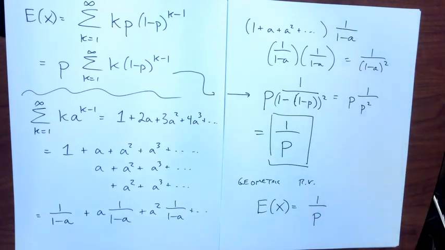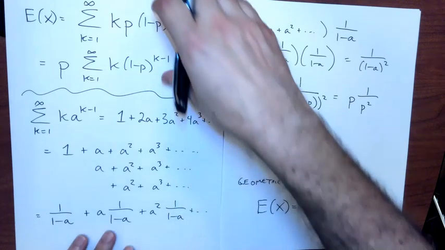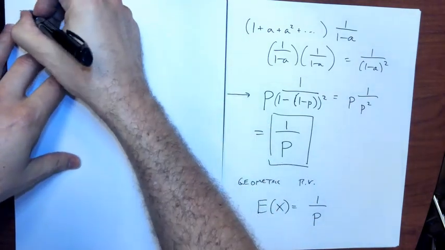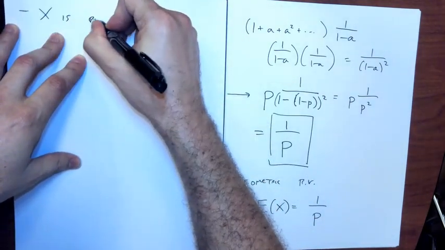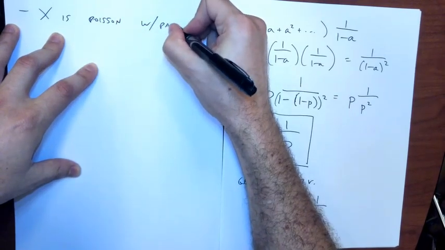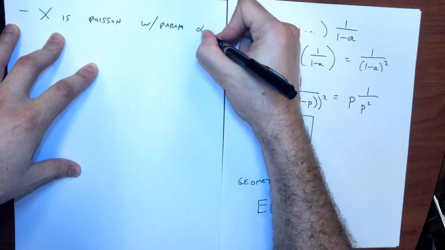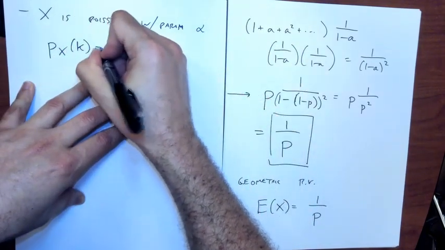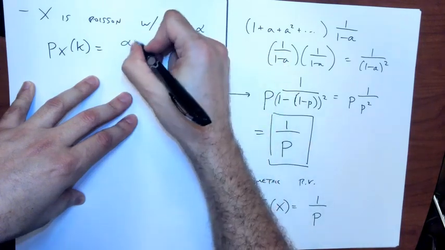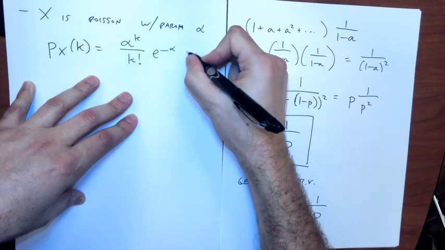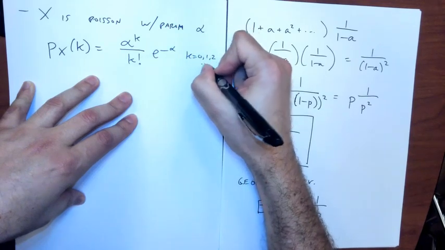So let's do one more along this line. And let's do the Poisson, right? So let's suppose that x is Poisson. We learned that one last time with the parameter alpha. So our PMF that we talked about last time is alpha to the k over k factorial e to the minus alpha for k = 0, 1, 2, and so on.